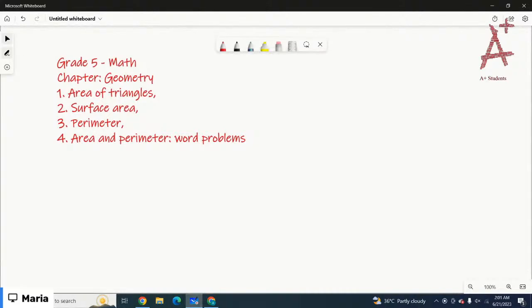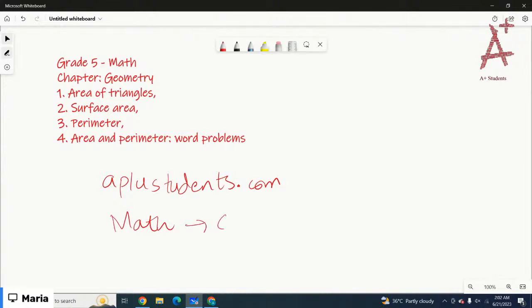You can find all the lessons on aplusstudents.com. You have to log in there using your email address and password provided by the administrator. Then you have to select math from the subject tab. Scroll down to grade 5 and then click on view all lessons. So there you can find a list of the chapters.